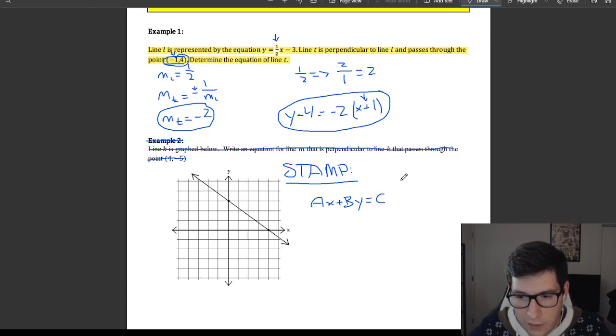Yes, and then we do have our lovely caveat as well that, hey, when we have this, we know that a, b, and c all have to be integers, right? We know that a, b, and c all have to be integers, but this is the standard form of an equation of a line.